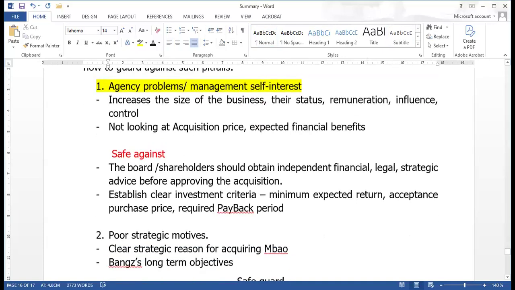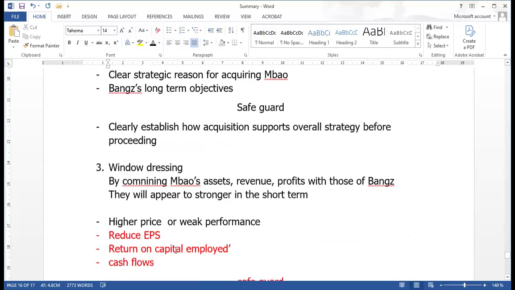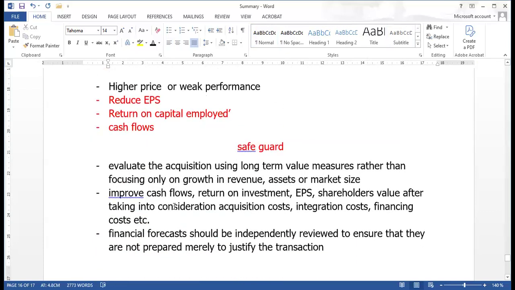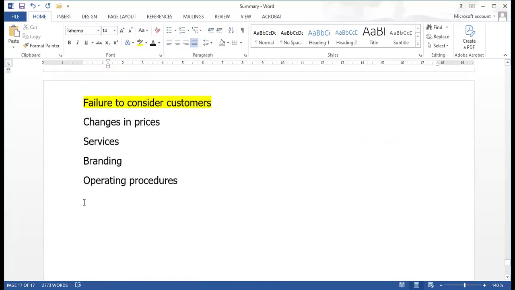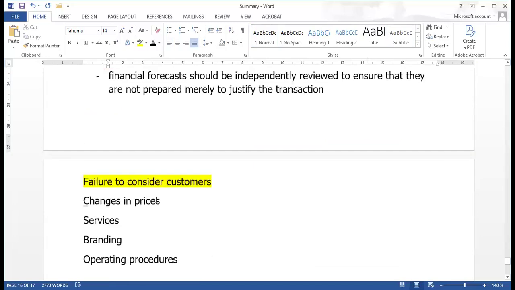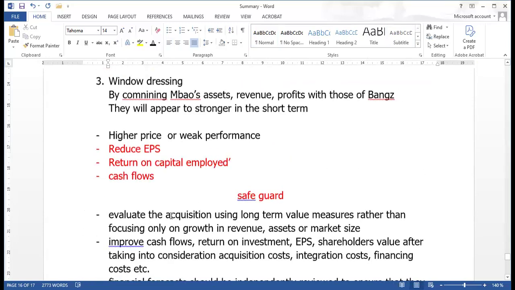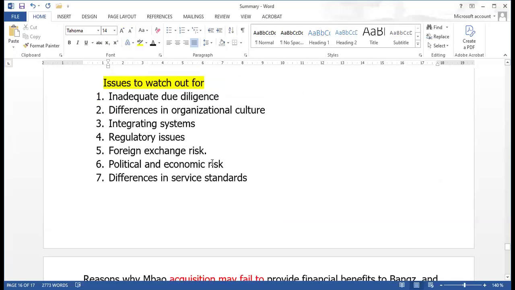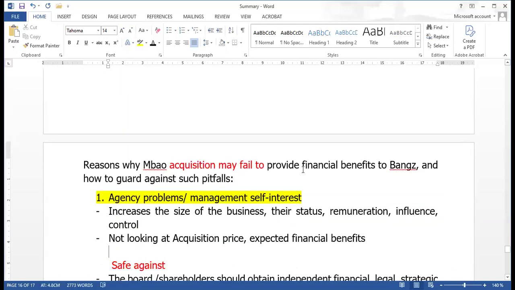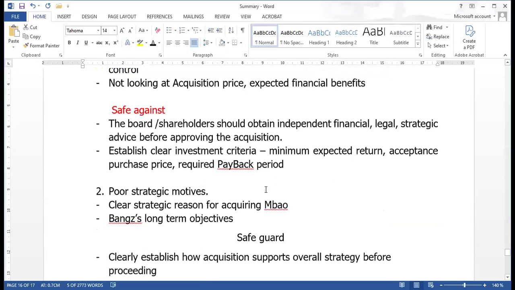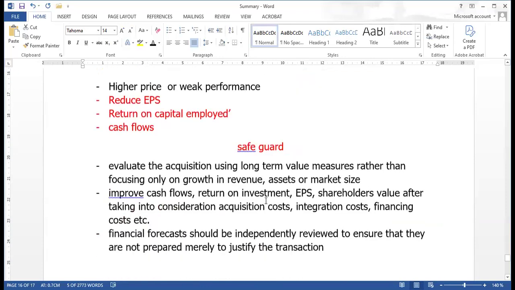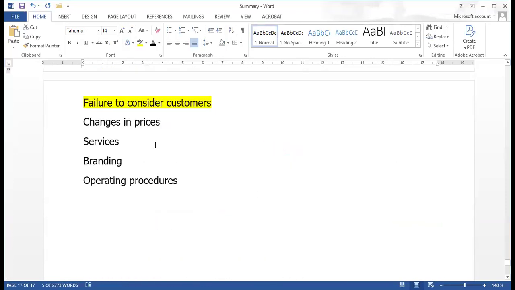How can you safeguard this? Put a point, explain a point. As you explain, please keep in mind the question: how the acquisition may fail to provide the financial benefit. So explain your point. Explain your point very well, how that may actually not provide the financial benefits to an entity. Okay?